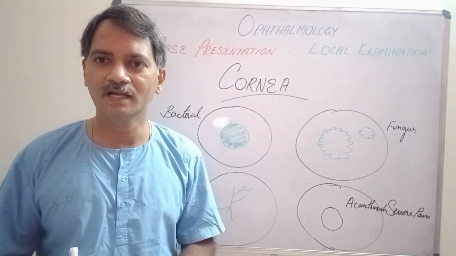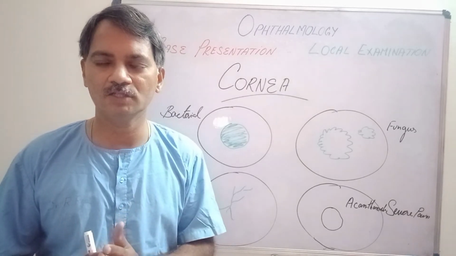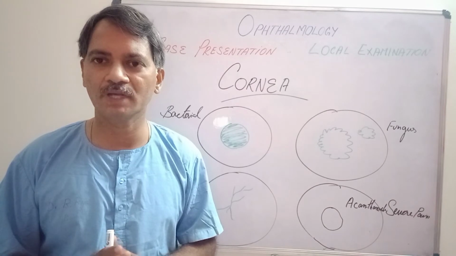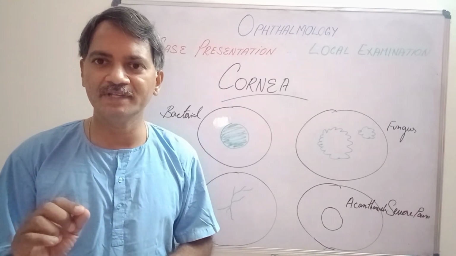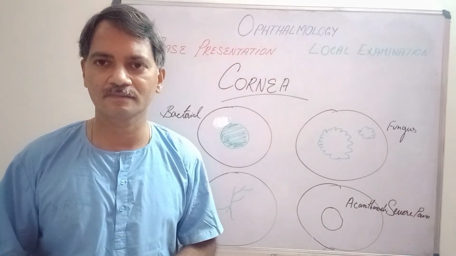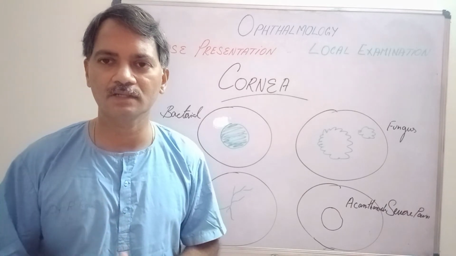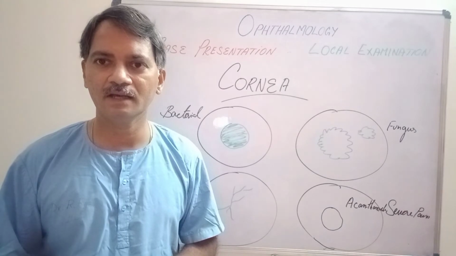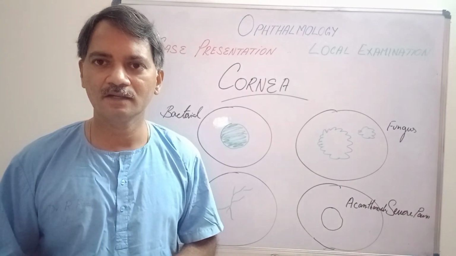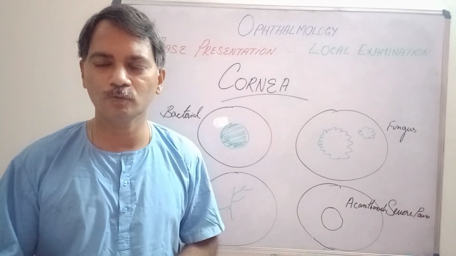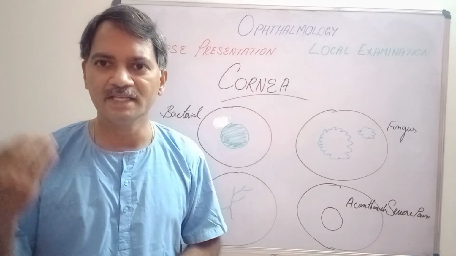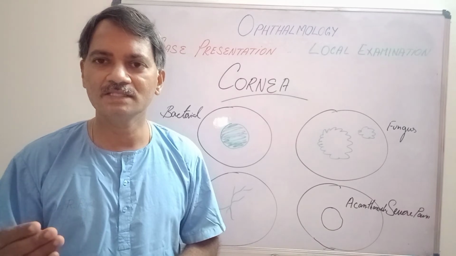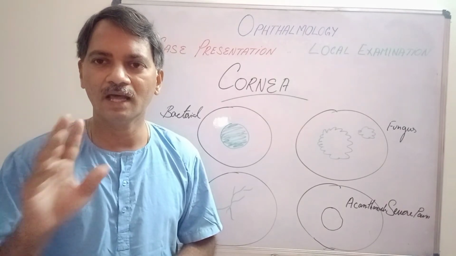Whenever you think about a fungal etiology for a corneal ulcer, you should ask the patient about a history of injury with vegetative matter. That is very, very important. Vegetative matter may be a thorn, it may be a rice grain, or it may be when the patient is working in the agricultural field, injury with the leaf of the plants. These things may lead to fungal ulcers.